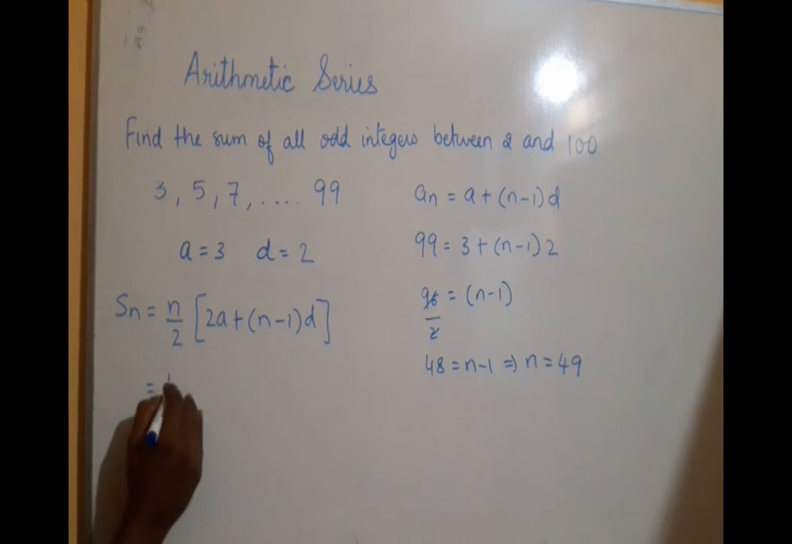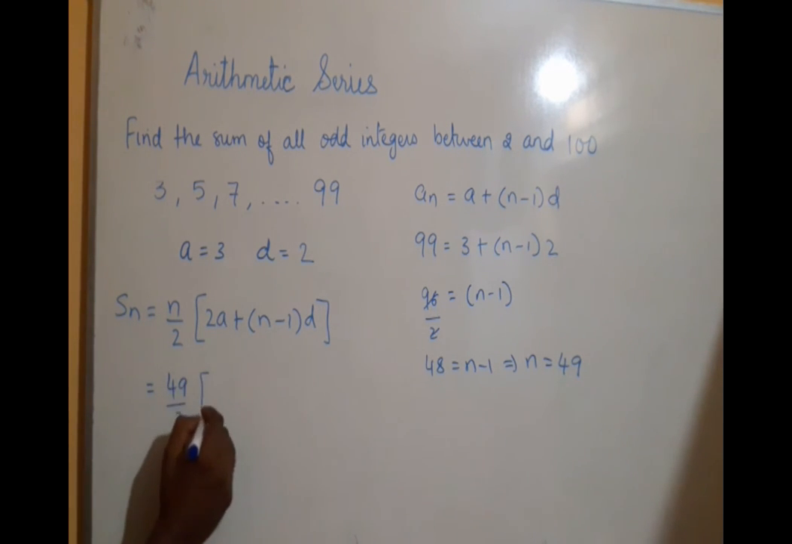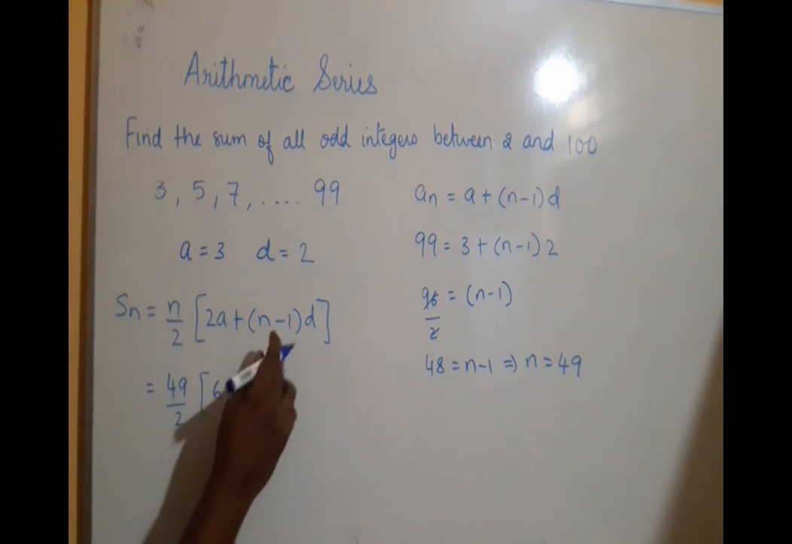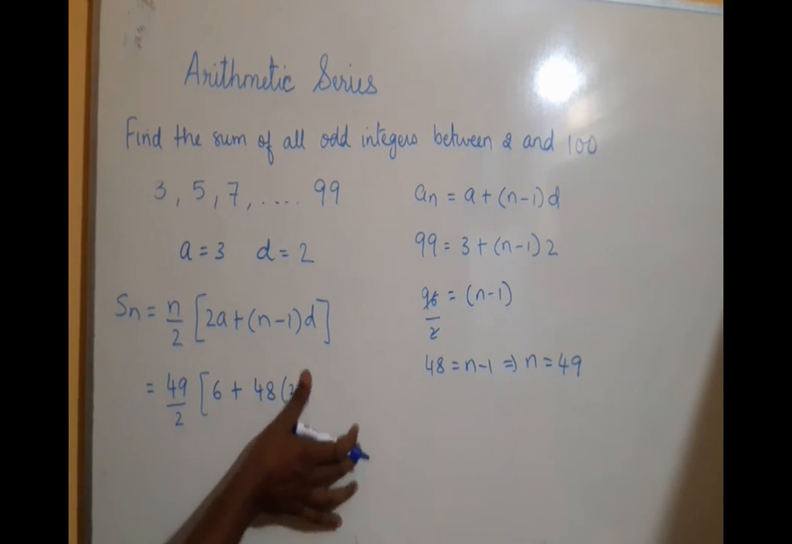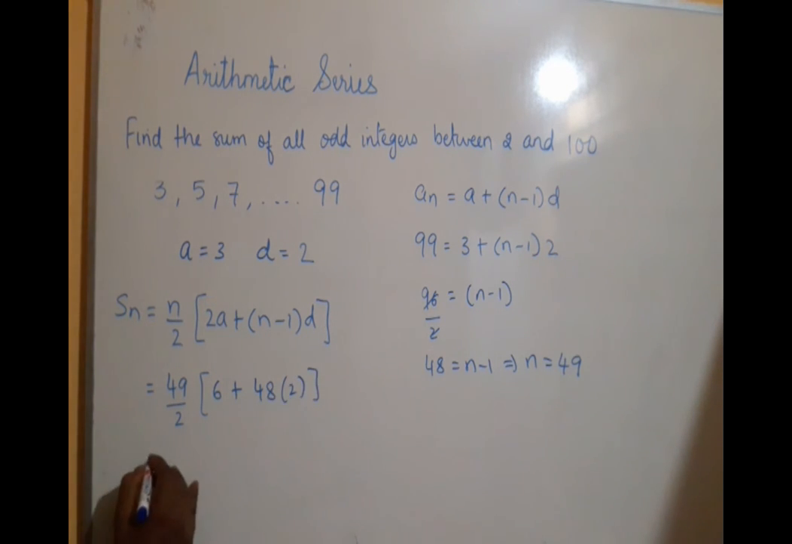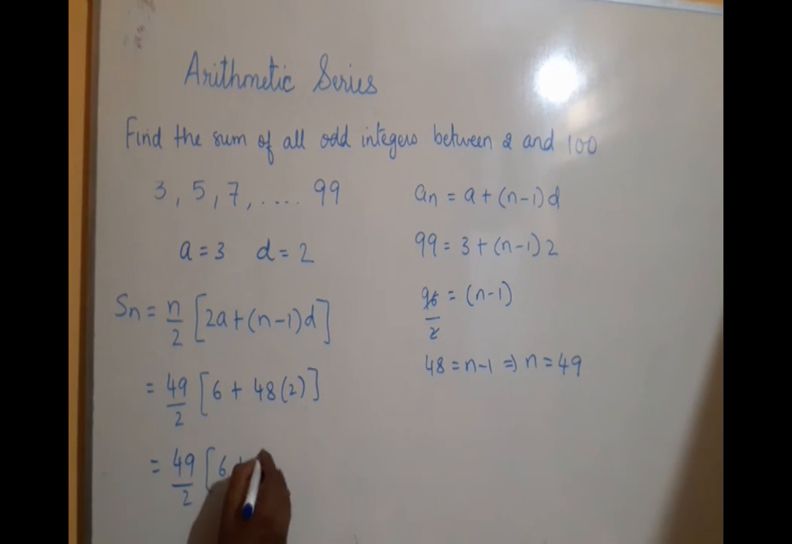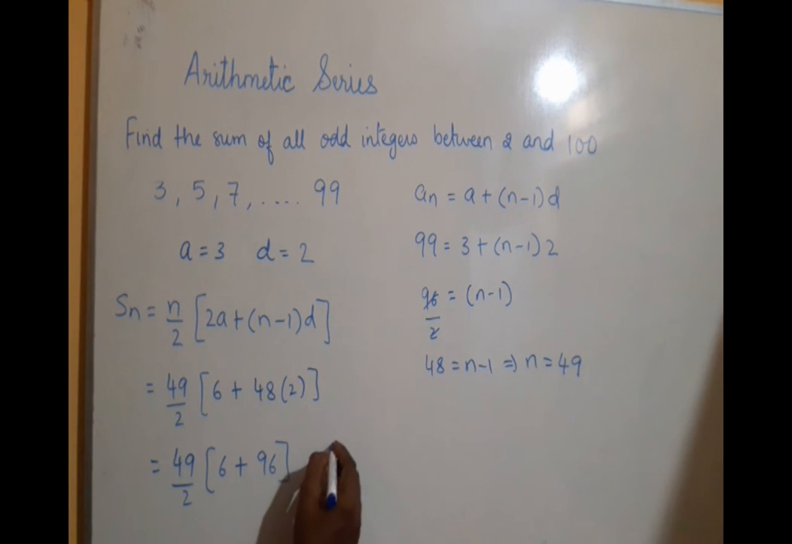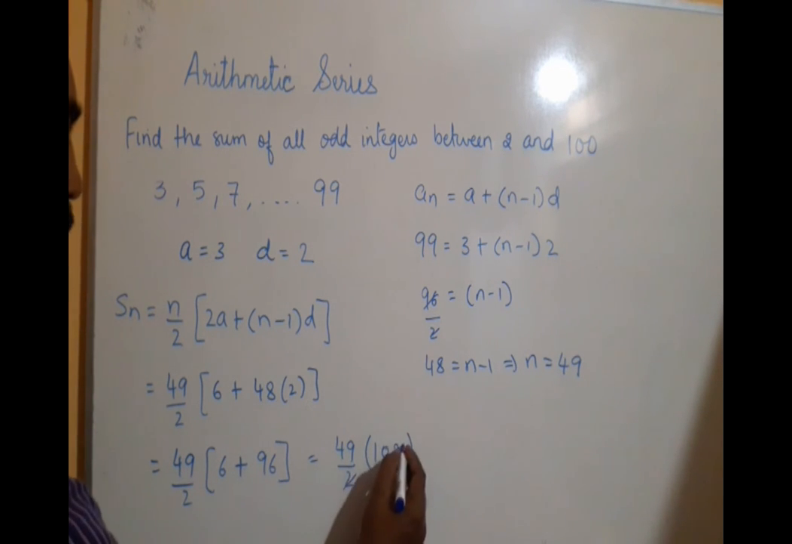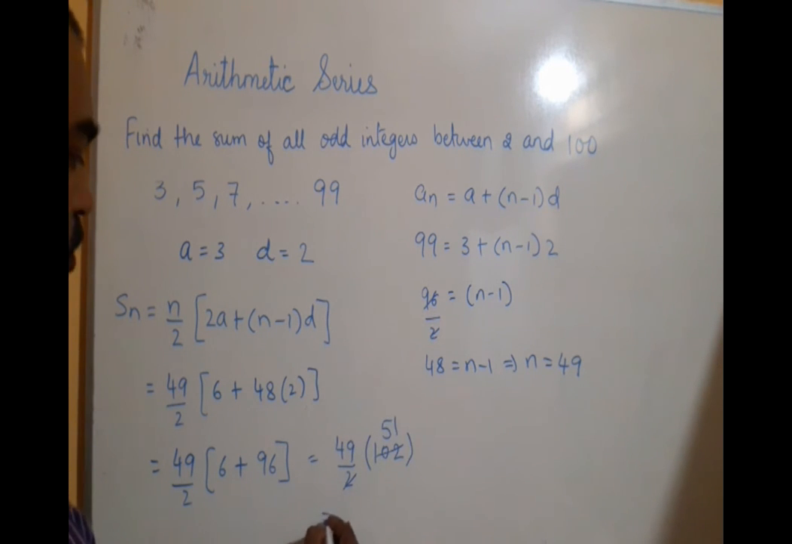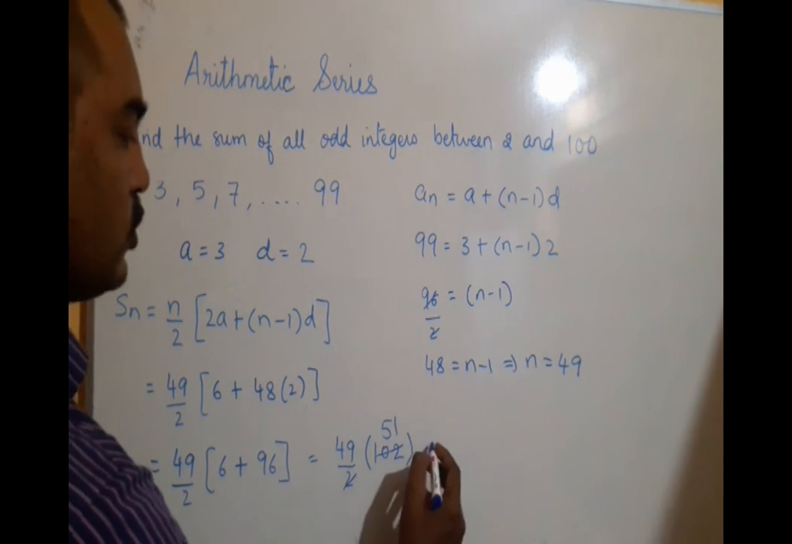So replacing in the formula, 49 upon 2, 2a, a is 3, so 2 3s are 6, plus 49 minus 1 is 48, and D is 2. So we have 49 upon 2, 6 plus 48 2s are 96. That gives us 49 upon 2, 96 plus 6 is 102. 2 51s are 102. So 49 into 51 should give us the answer.